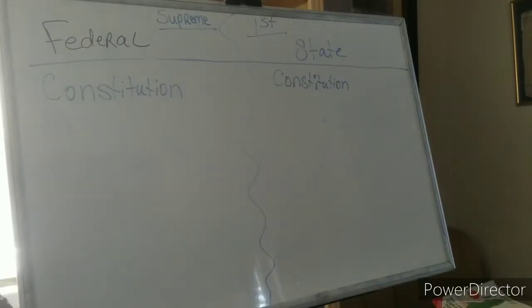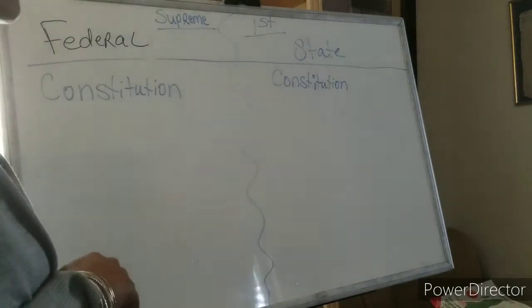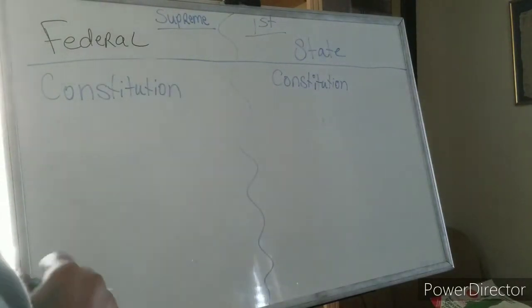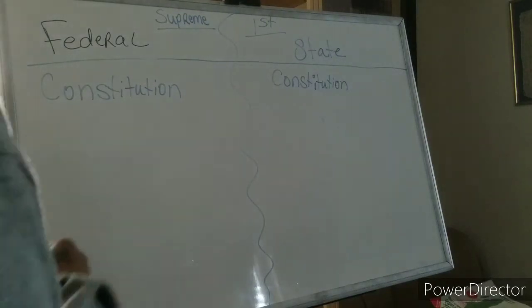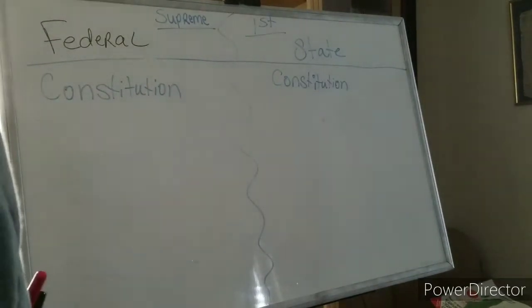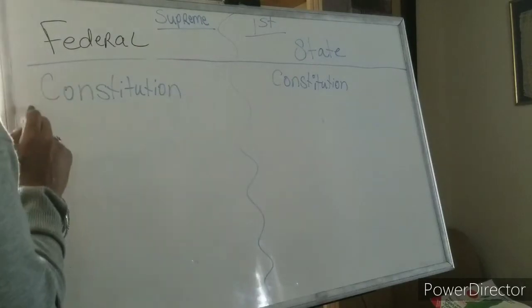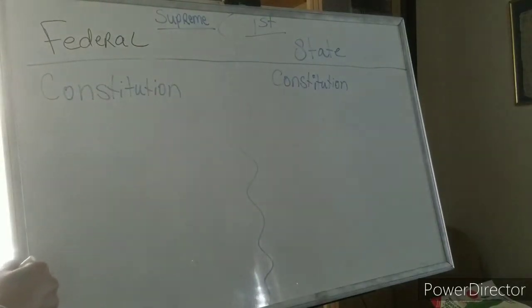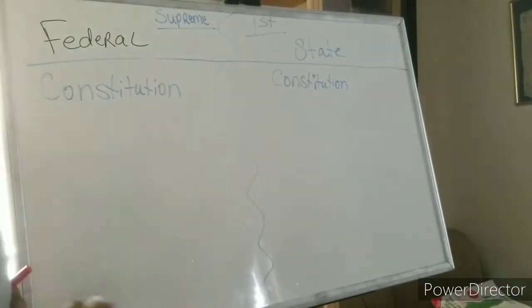Okay, so today I'm explaining the two sets or two types of laws, and they are federal and state, right? So federal has a constitution. States also have constitutions.